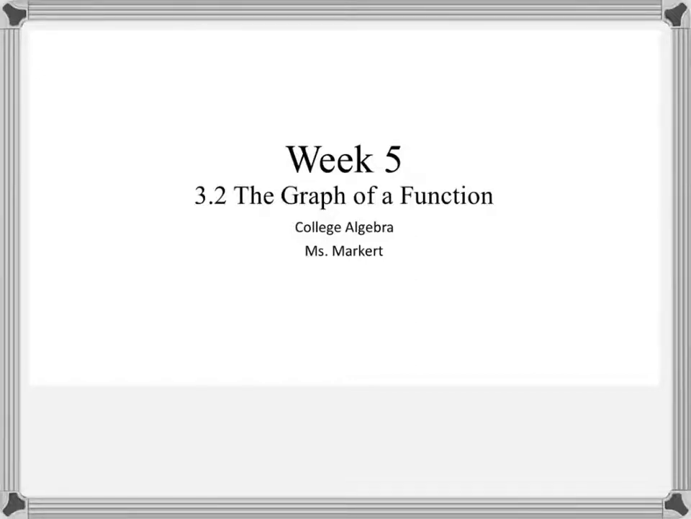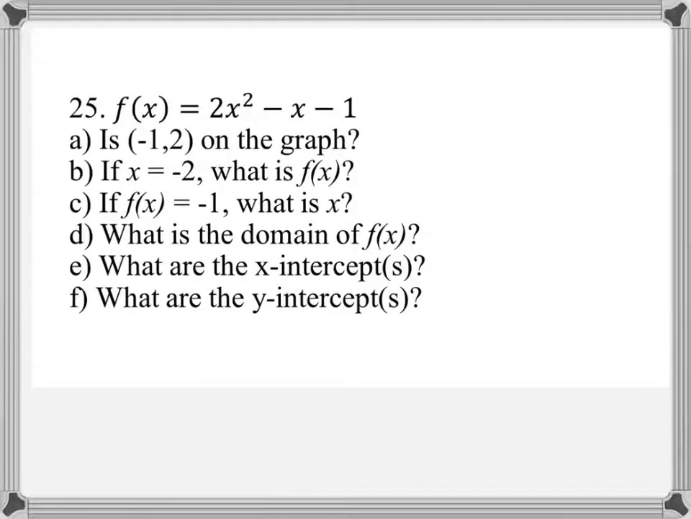Section 3.2 is the graph of a function. So let's look at the function f of x equals 2x squared minus x minus 1. Is negative 1, 2 on the graph? Well, for that point to be on the graph, f of negative 1 would need to equal 2. We need to see if that is true.